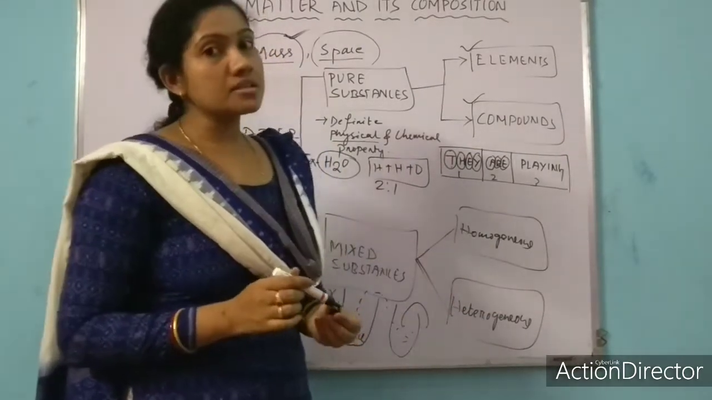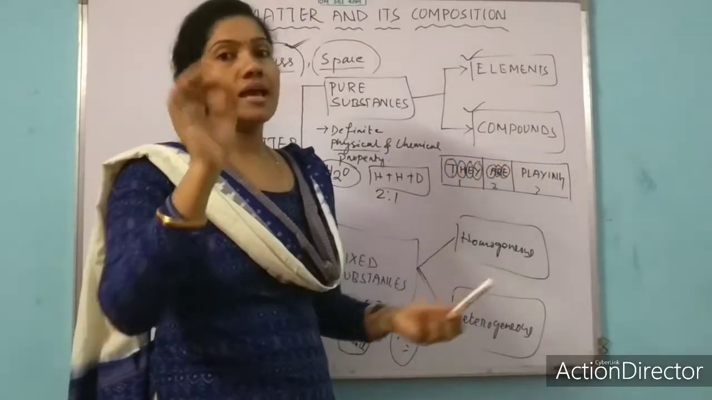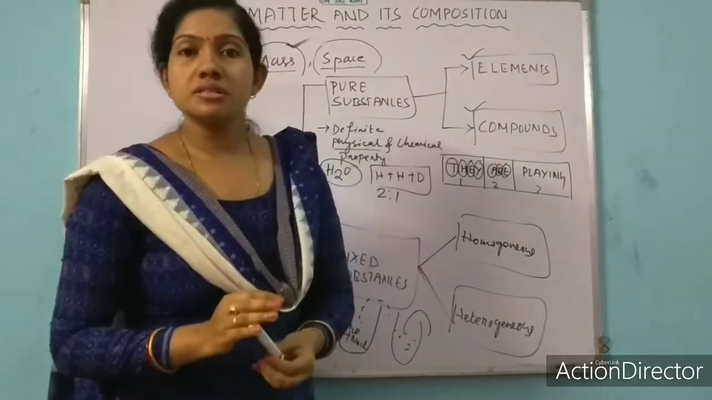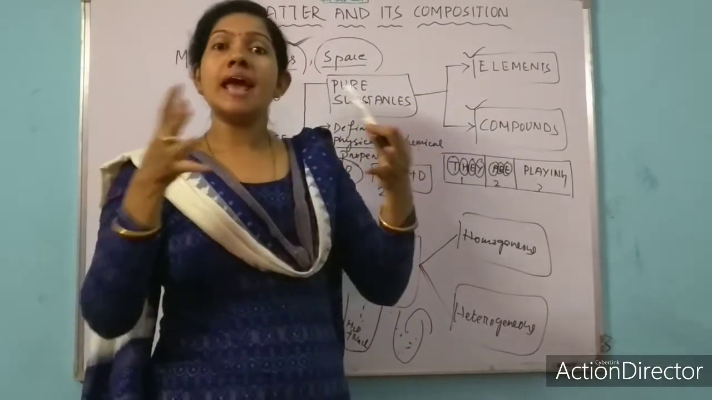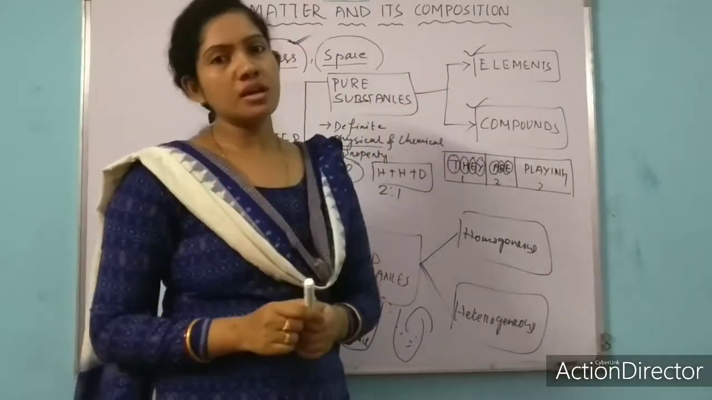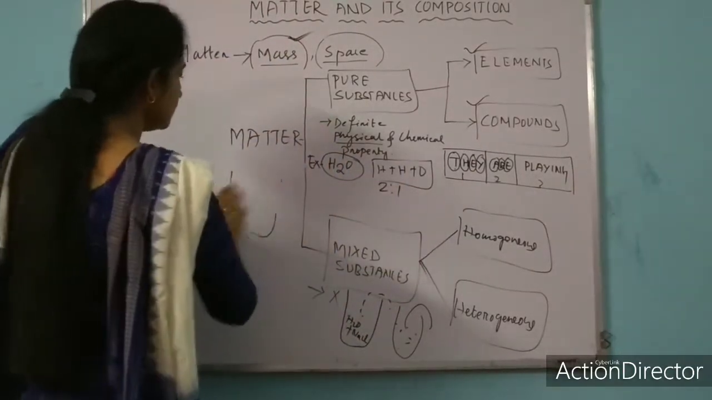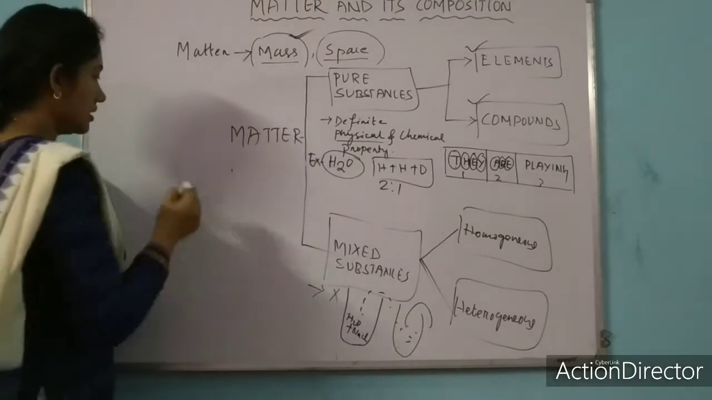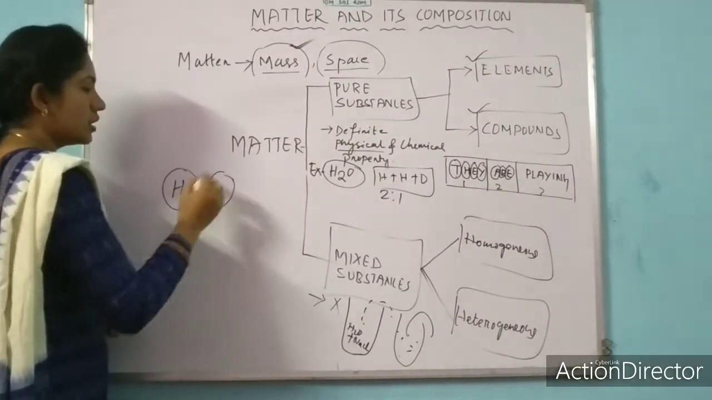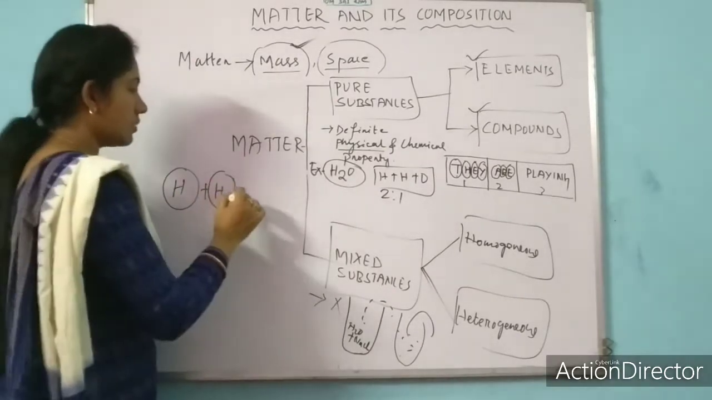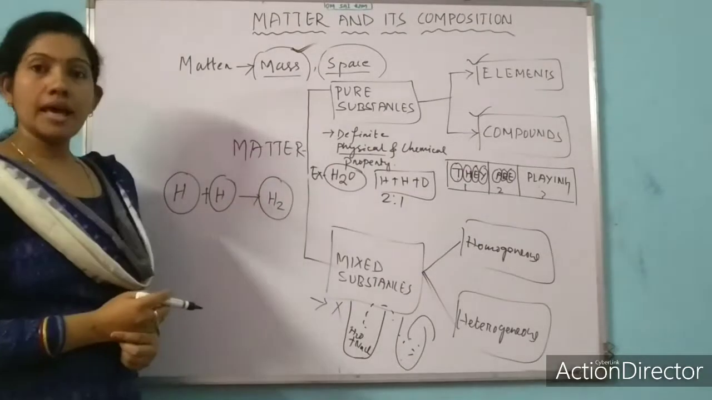So what can we say? The smallest particle of an element is an atom. Atom is the smallest particle of an element, and when atoms combine they form a molecule. A very simple example we can take here. This is one hydrogen atom and this is one hydrogen atom. Both hydrogen atoms will combine to form a hydrogen molecule, H2 molecule.